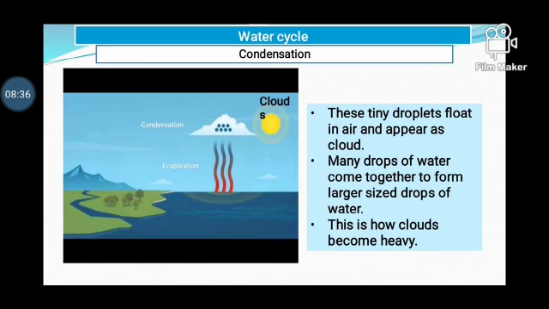Condensation. These tiny droplets float in air and appear as clouds. Many drops of water come together to form larger drops of water. This is how clouds become heavy.